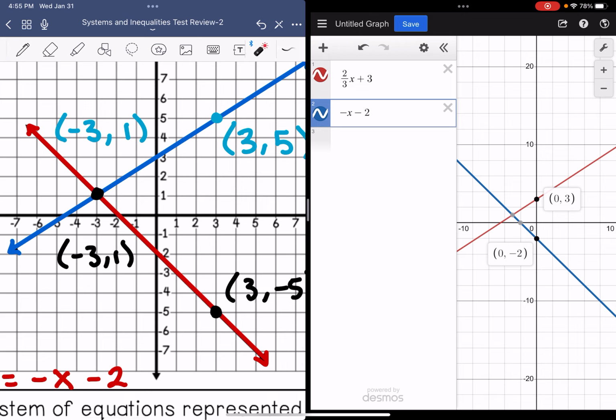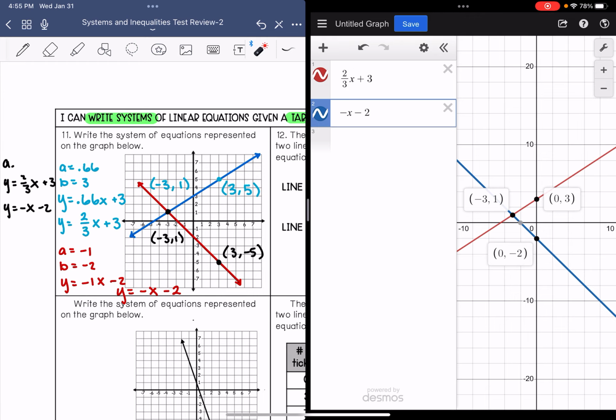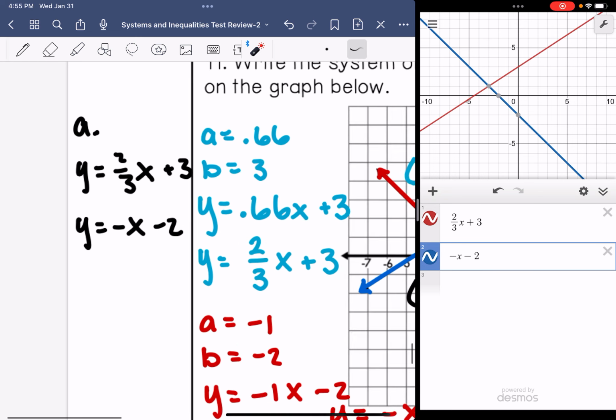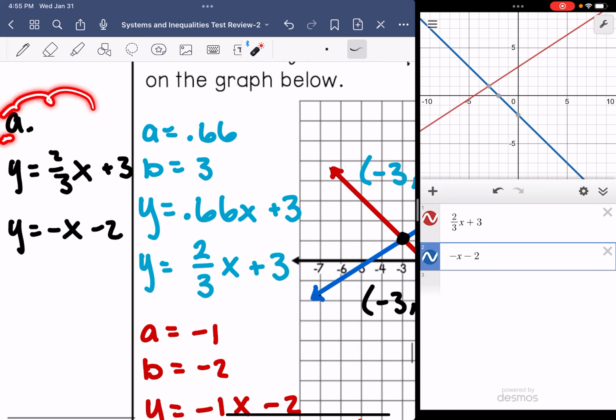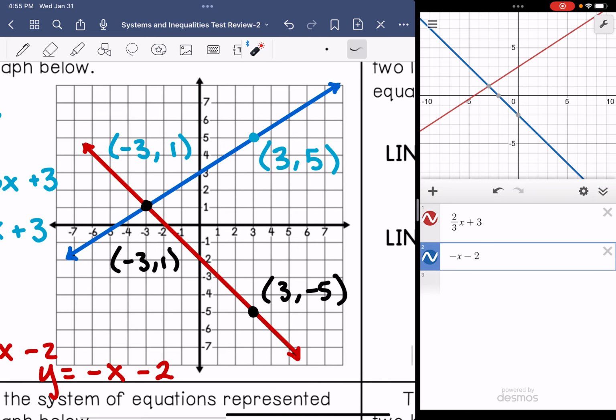We see that point 0, -2. I see that point there. I see point 0, 3. I see that point there. And I also see this point -3, 1. I see all 3 of those points there. If all the points are there, that would be your answer. Again, checking on Desmos is just a way that you could find the equations differently. If this was an answer choice, you could plug that into Desmos and see that those graphs, those lines, look the exact same as the ones I graphed, and that would be your correct answer.